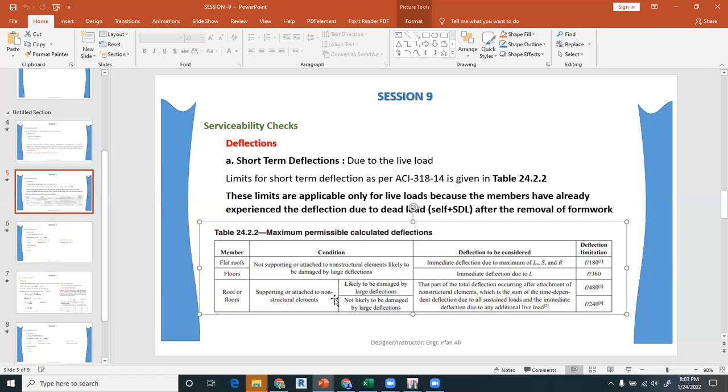The next is the same for the roofs and the floors, if the structural element is supporting or attached to non-structural elements, and it is further divided into 2: likely to be damaged by large deflections or not likely to be damaged by large deflections. And it consists of the short-term plus long-term deflections. Short-term deflections due to live load and long-term deflections due to creep and shrinkage. And these limits are L by 480 and L by 240, right? So these are the maximum permissible deflections.